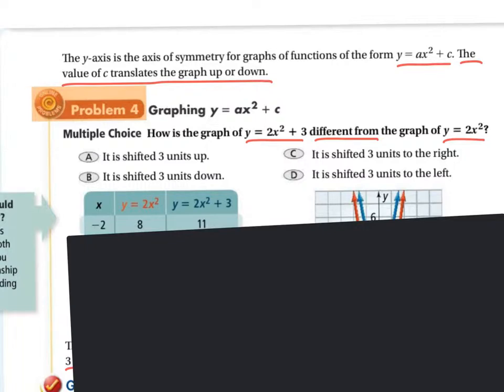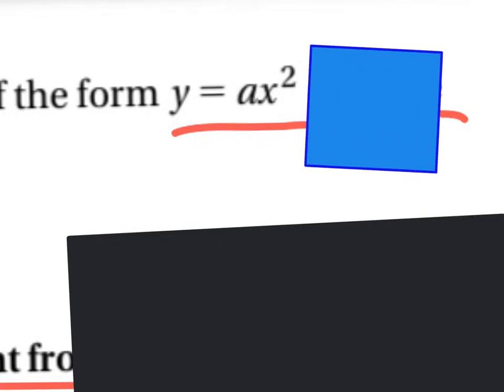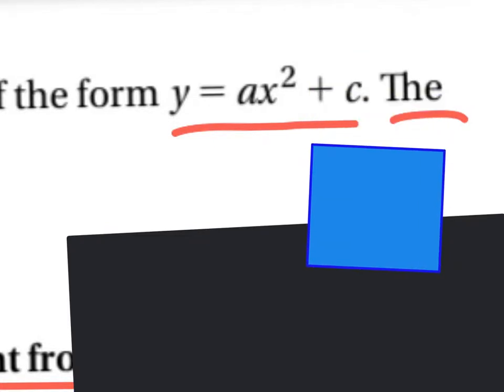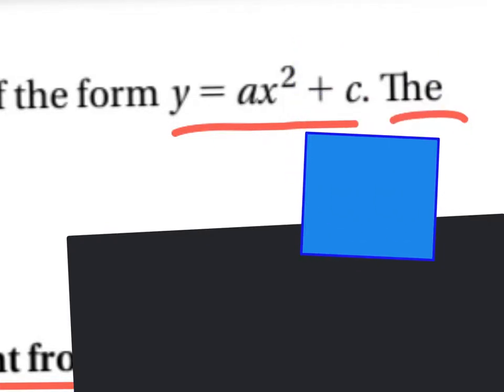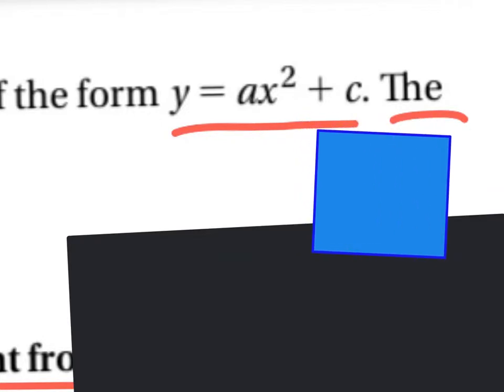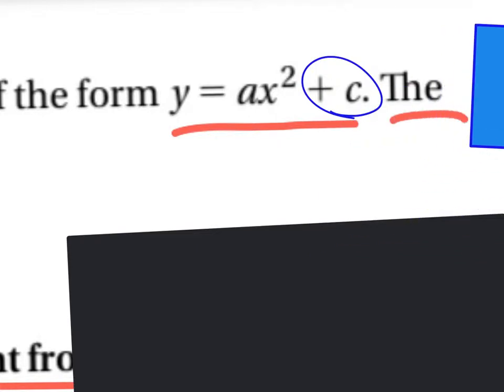Kind of think about it. If we have, instead of y equals ax squared, now we have y equals ax squared plus c. So what's happening? Well, our y value is just being shifted c units. Think about what happens. If you substitute a number in, you get your ax squared part, and then we're just adding c to that.